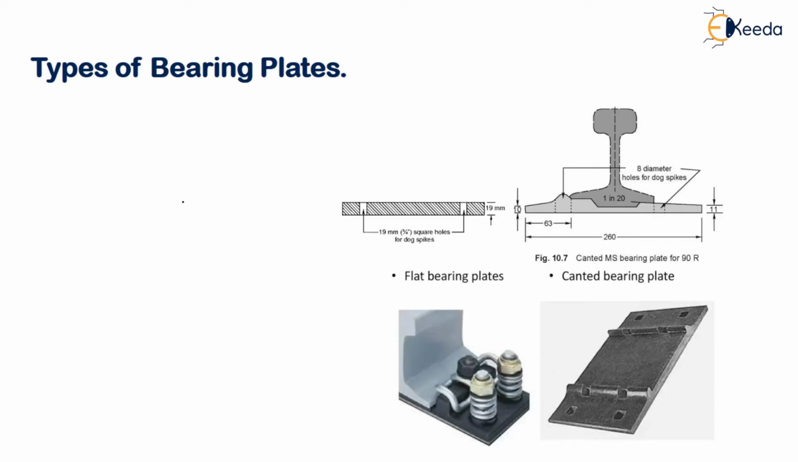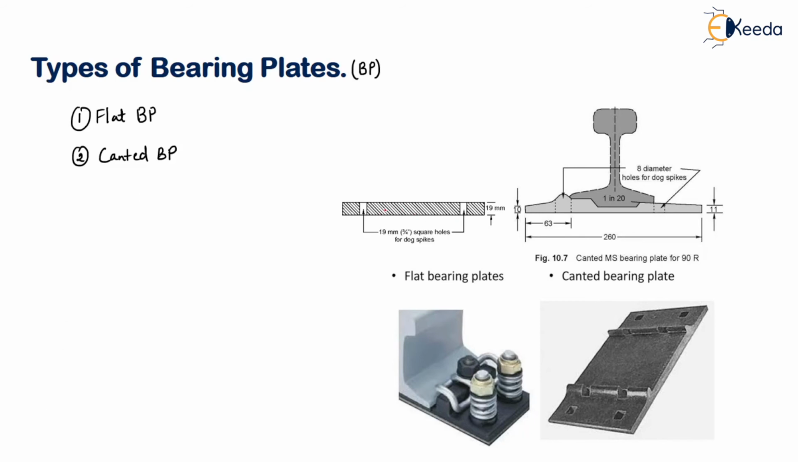Now moving on to the types of bearing plates. There are two types of bearing plates. The first type is your flat bearing plate, let's call bearing plates BP, and the second one is your canted bearing plate. Okay, these are the most commonly used types of bearing plates.